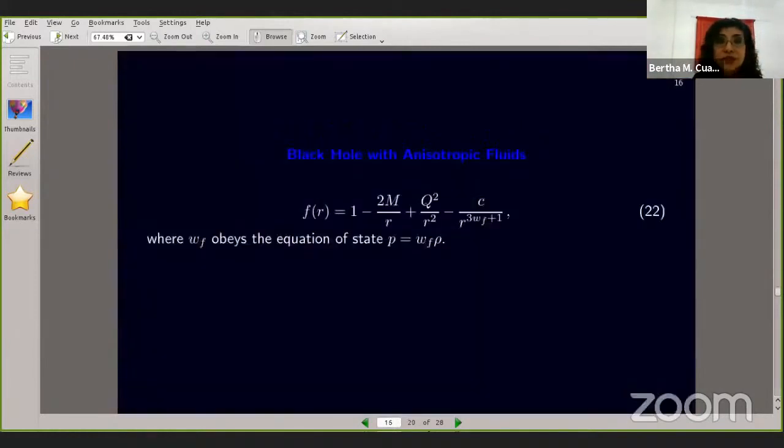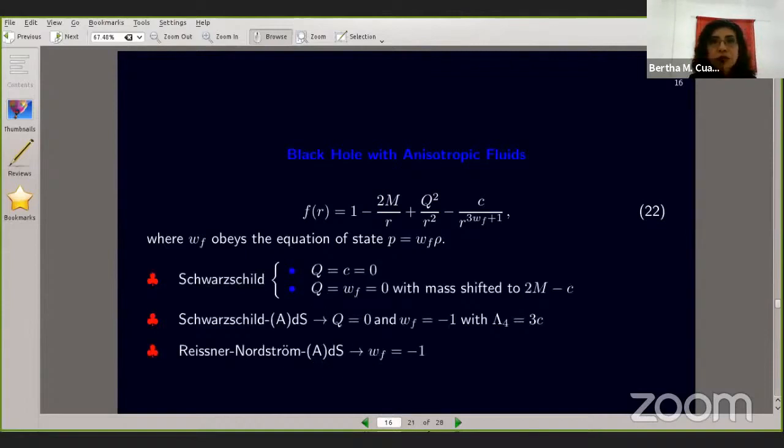Now, our second example is a four-dimensional black hole surrounded by an anisotropic fluid. This metric is written here, where m is the mass of the black hole, q is the charge of the black hole, c is a parameter related to the presence of this anisotropic fluid, and w_f corresponds to the equation of state P equals w_f rho, where P and rho are, as usual, the pressure and the density of this anisotropic fluid.